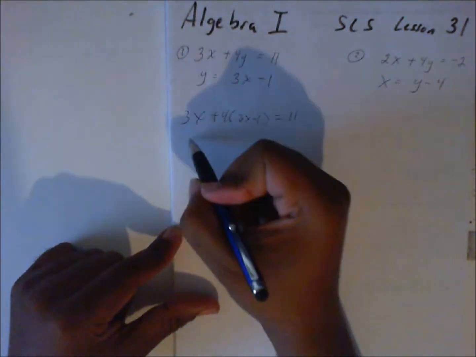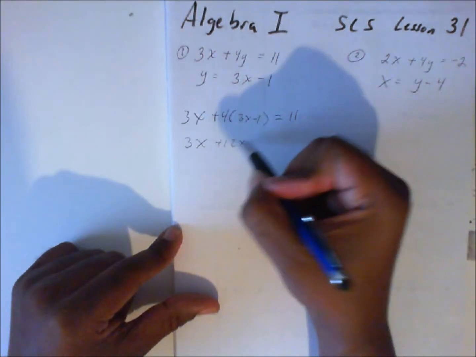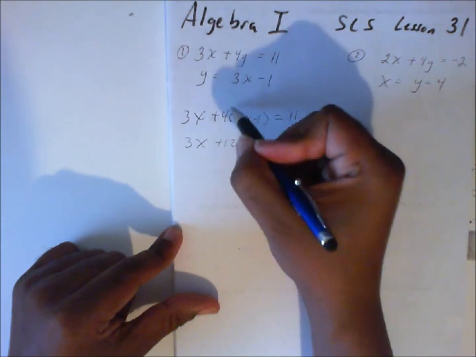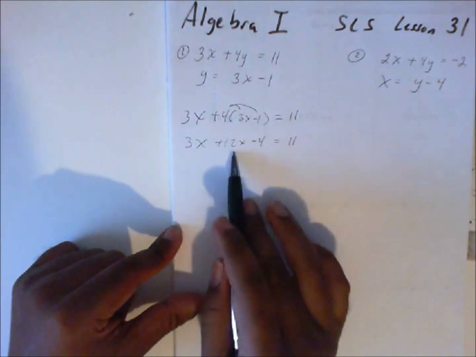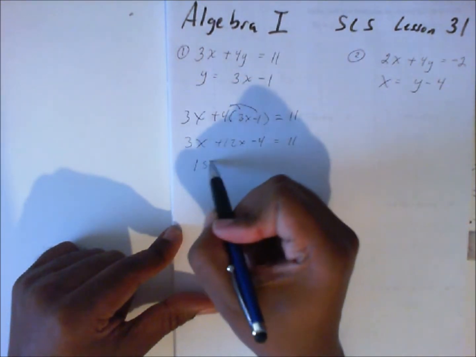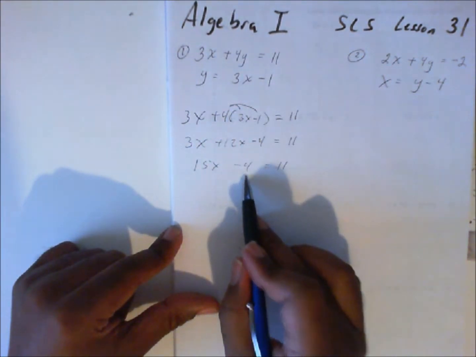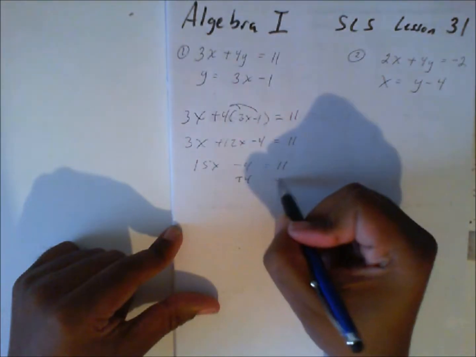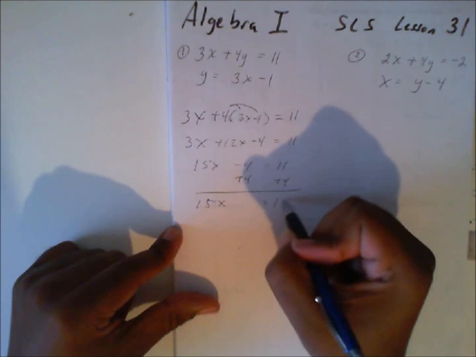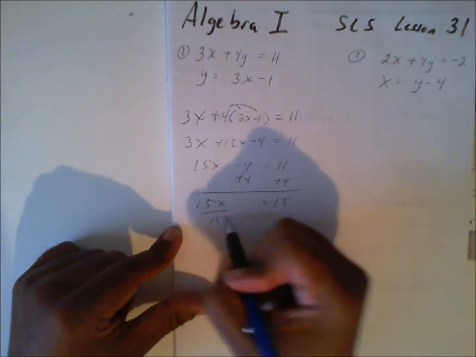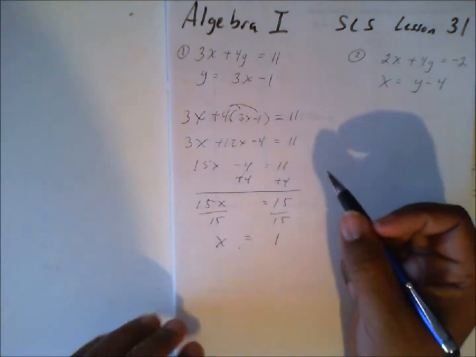Okay, now from here we're going to distribute our 4, which will give us 12x minus 4, distributing here, equals 11. Collect like terms right here, which gives us 15x minus 4 equals 11. I'm going to add 4 to both sides. This gives me 15x, this cancels, equals 15. Divide by 15 on both sides, and we find that x equals 1.